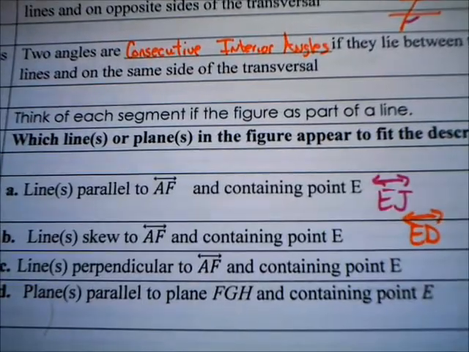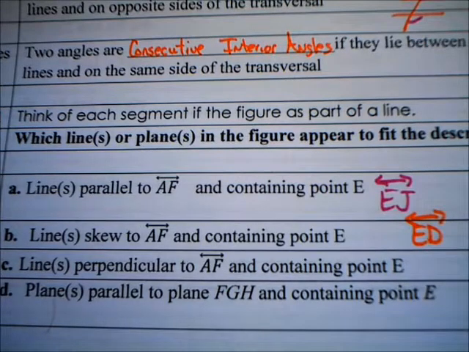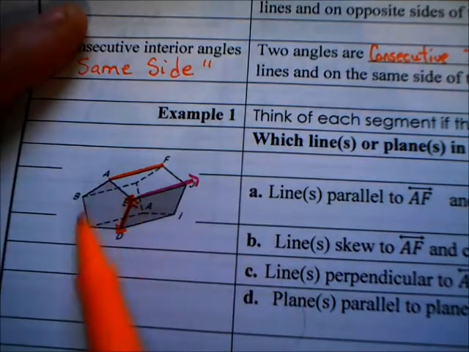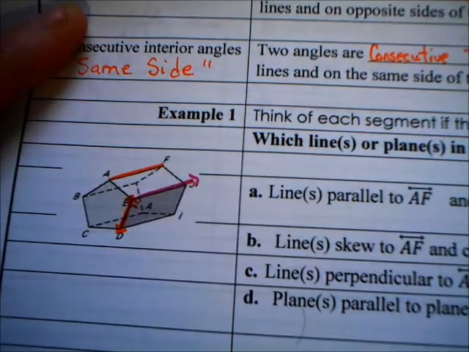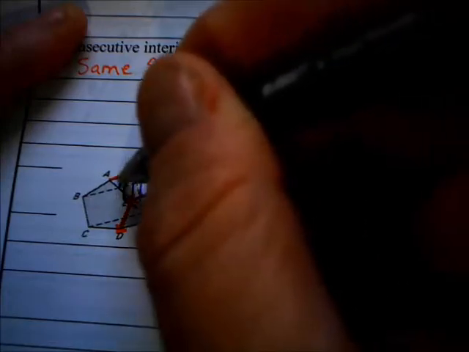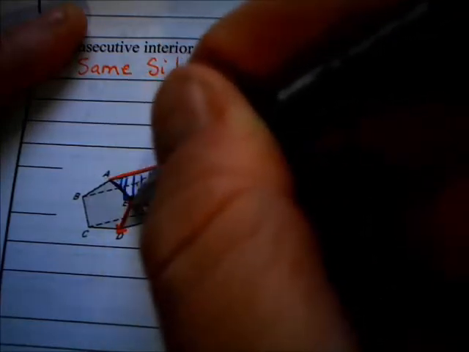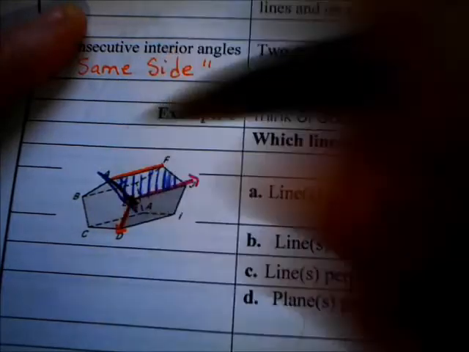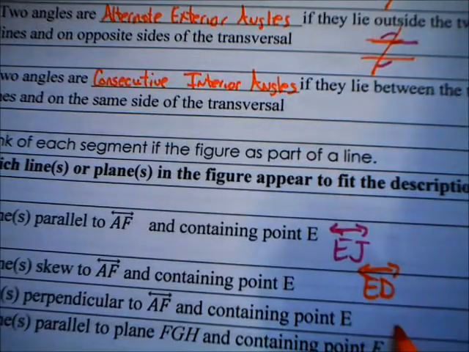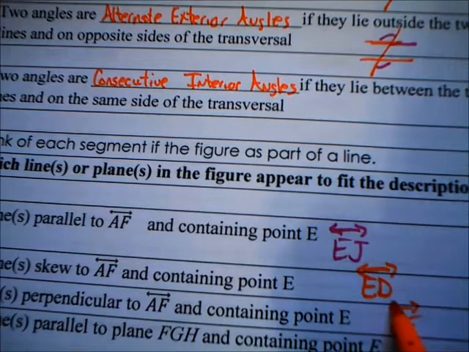Okay. On C it says lines perpendicular to AF that are on that point. It has to be perpendicular. Must go through E. On this top edge here, let me get a pen here. This entire top is a rectangle, and we know rectangles have right angles. So that means this line right here that's going through E meets it at a right angle at that corner. So that means AE is perpendicular through it.